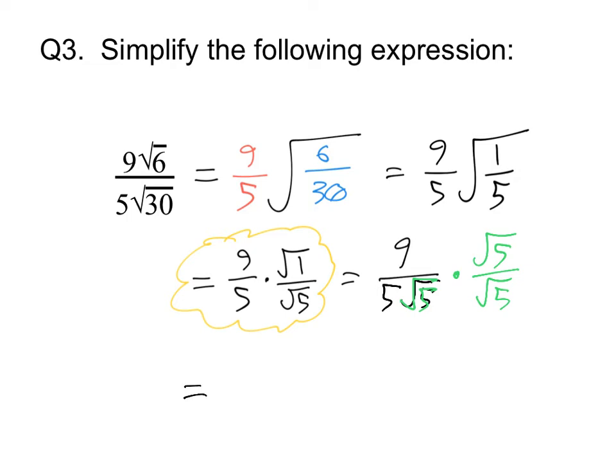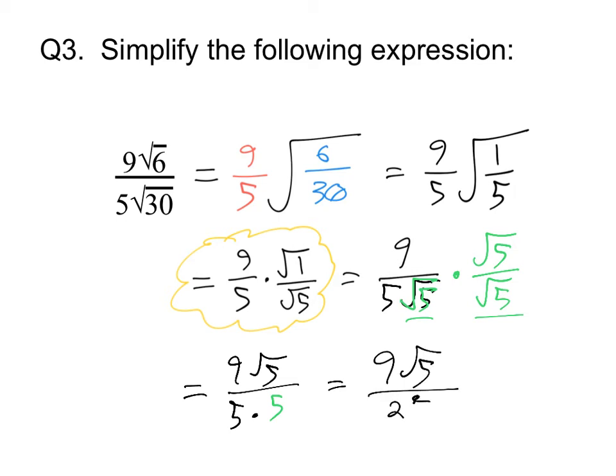What's our final answer? Well, 9 times the root of 5. This is just 9 root 5. In the denominator, we have 5 times the root of 5 times the root of 5. That is just 5. So this gives us 9 root 5 over 25 for our final answer.